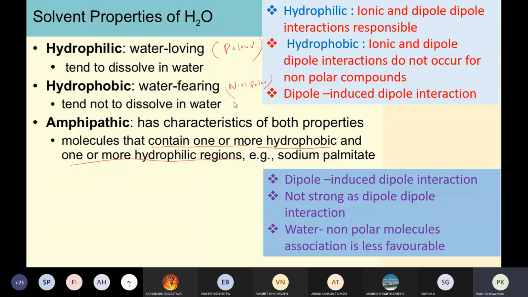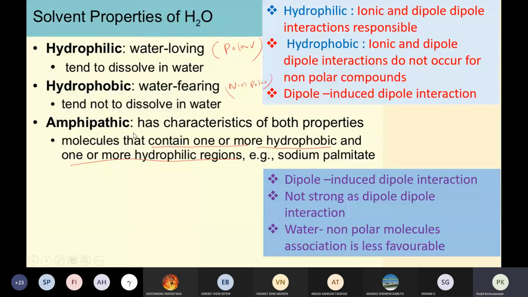And since some compounds dissolve in water and some do not, the compounds which dissolve in water are also known as polar compounds or hydrophilic, because they have the tendency to dissolve in water because of either the ionic or the dipole interactions. Whereas some compounds don't dissolve in water; they are known as the non-polar or hydrophobic molecules, because the ionic and dipole interactions do not occur in case of non-polar compounds. That's why they are known as hydrophobic molecules.